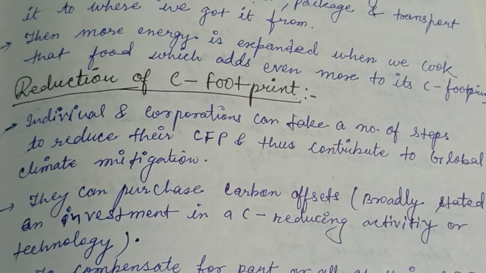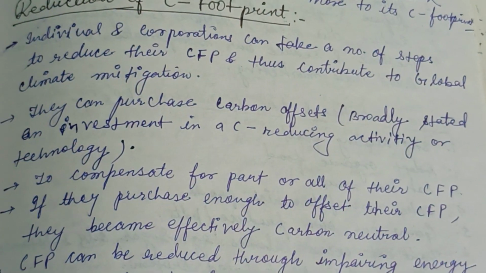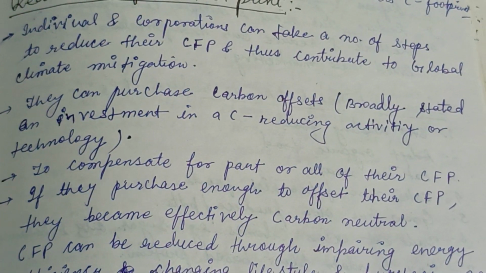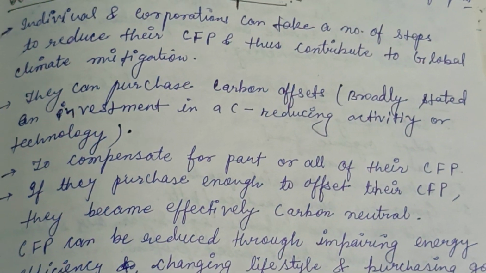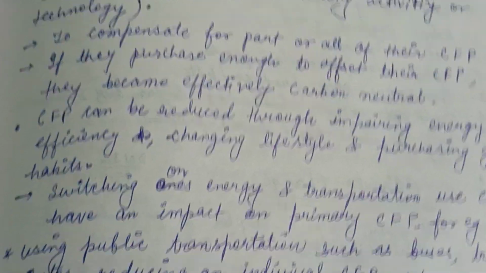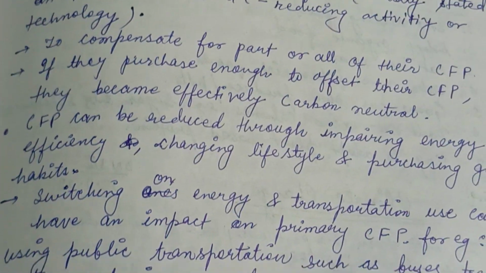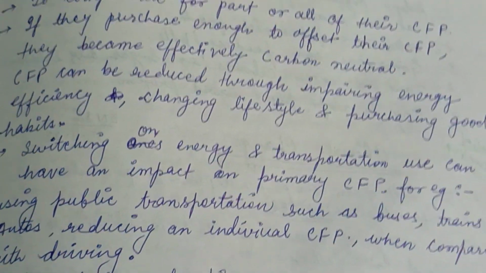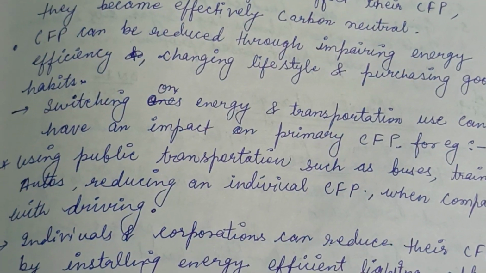So, reduction of the carbon footprint: individuals and corporations can take a number of steps to reduce their carbon footprint and thus contribute to global climate mitigation. So, carbon footprint can be reduced through improving energy efficiency, changing lifestyles, and purchasing good habits.